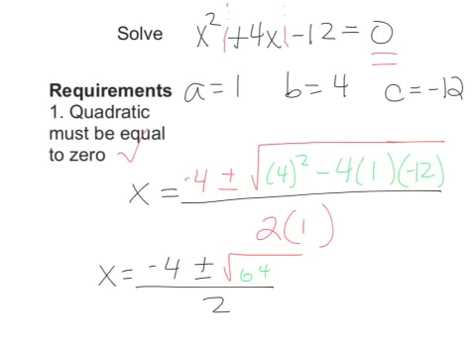So we're going to continue simplifying, so I'm just going to simplify the square root because I know what the square root of 64 is, which is just 8 over 2. Now when I'm here, this is not my final answer. I cannot leave it like this. I need to go simplify my answer.